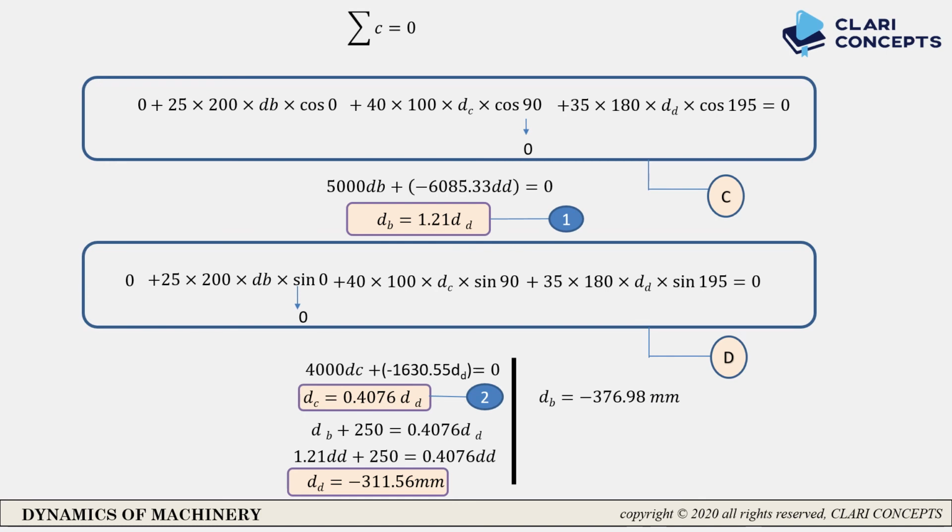Now use equation 1, dB is equal to 1.21 dD. So put the dD value in equation number 1, and you will find the value of dB. After finding this value you can put the dD value into the second equation, which is dC, and you will find minus 126.8049.